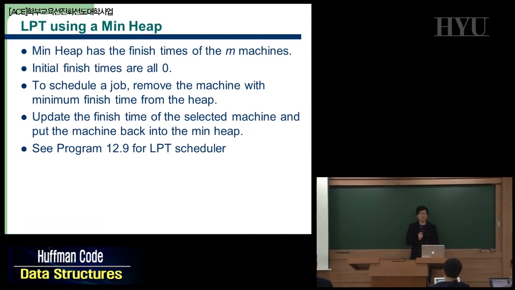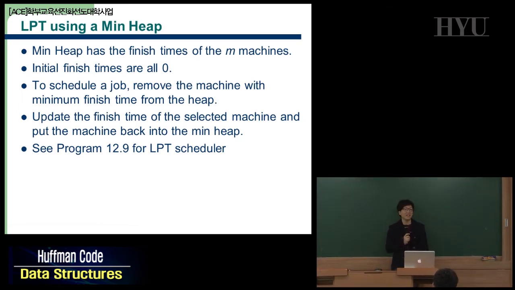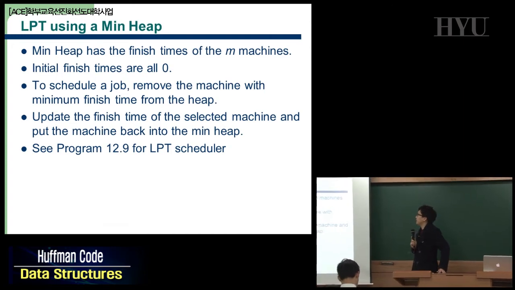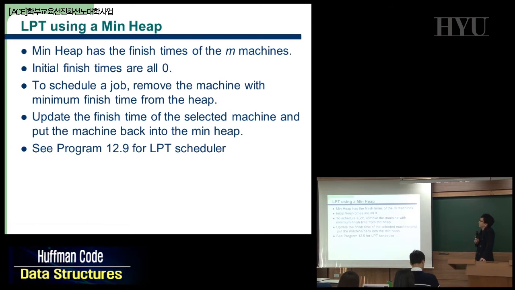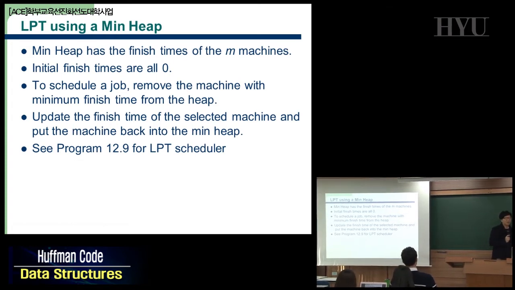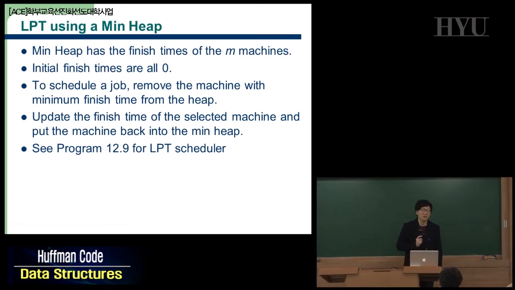I may ask you to do a procedure for adding an element or removing elements or even making a heap tree from scratch. But I'm probably not going to ask you this type of LPT one. It's quite obvious. LPT using a min heap. The min heap has a finish time also. Opposite approach. The min heap has the finish times of n machines. The initial finish time is all 0. To schedule a job, remove the machine with the minimum finish time from the heap, update the finish time of that machine, and put the machine back into the min heap. It's okay, I can ask you to skip this one. What's important is the idea of NP and that one of the heuristics is LPT for typical problems. This one is just another variation, so you can skip it.